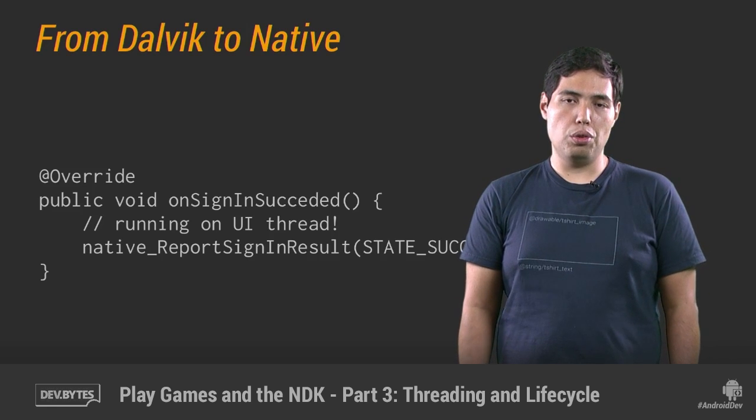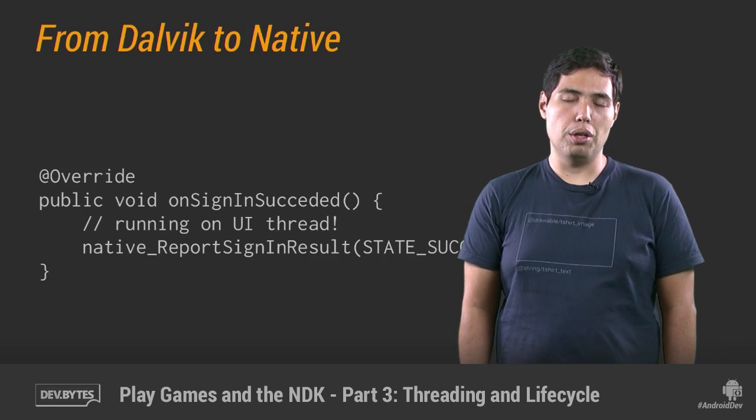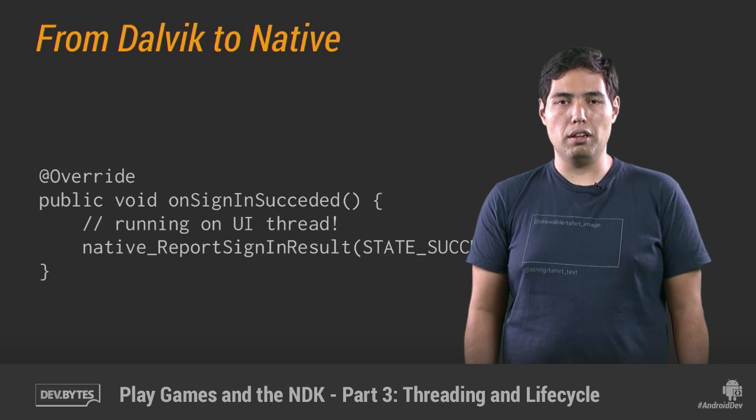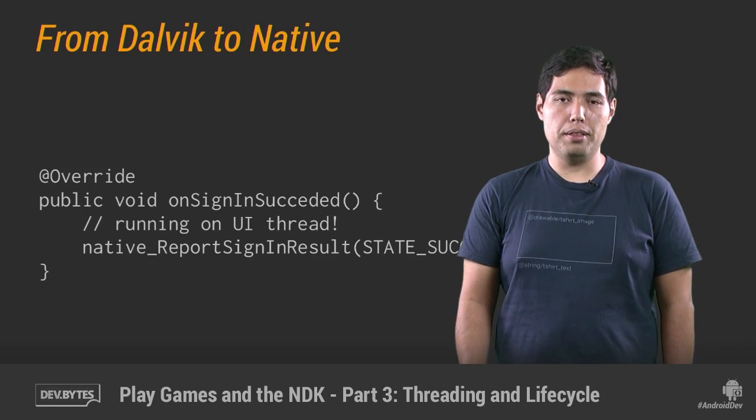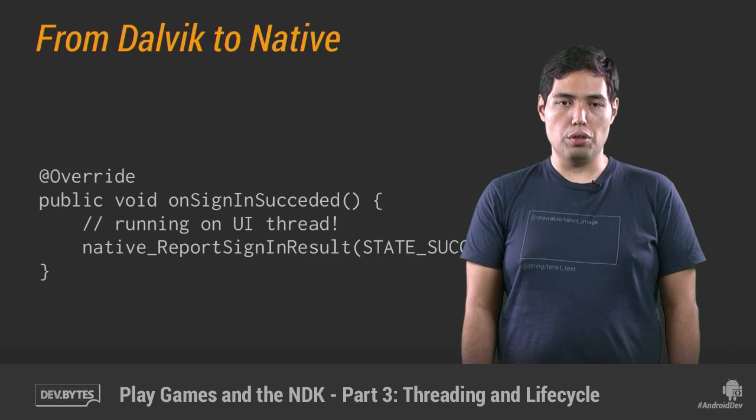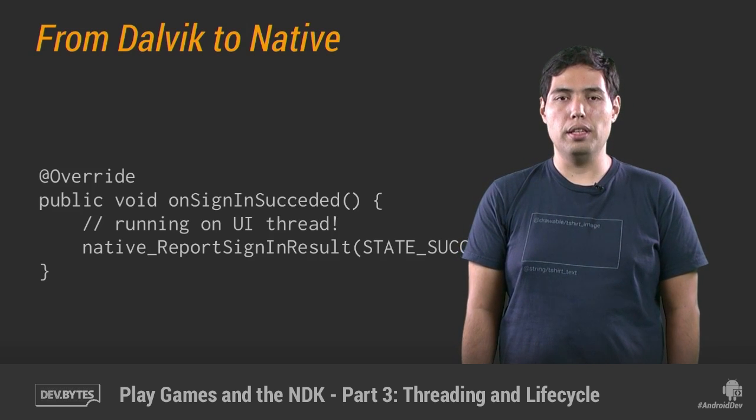But now, how do you actually do the opposite? How do you call from Dalvik to native? When you call from Dalvik to native, all you have to do is declare a native method in your class, and then implement the corresponding native method. So for instance, here we are reporting that the sign-in has succeeded into the native code.